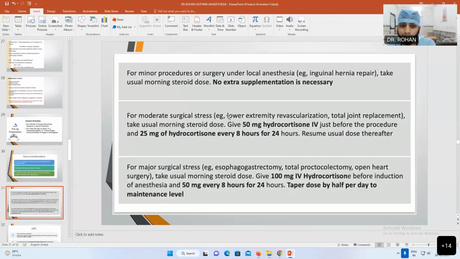For moderate surgical stress, for example lower extremity revascularization or total joint replacement surgery, the patient should take the usual morning dose, which is 50 mg IV hydrocort before the procedure and 25 mg of hydrocort every 8 hours for 24 hours. For surgery with major surgical stress, we give 100 mg of IV hydrocort before induction of anesthesia and 50 mg every 8 hours for 24 hours. Later on, we taper the dose by half per day to maintenance level.